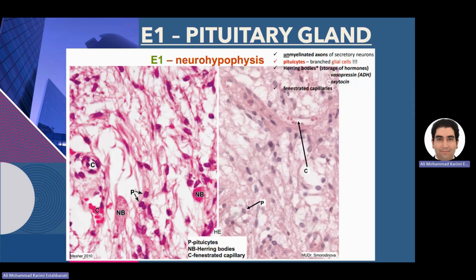Now, for the neurohypophysis or posterior pituitary gland, the important thing for this slide is for you guys to differentiate between the Herring bodies here, the pituicytes, which are supporting cells, and the capillaries, which we can find in that area. Remember, for both anterior and posterior, the capillaries will be fenestrated capillaries. Okay?